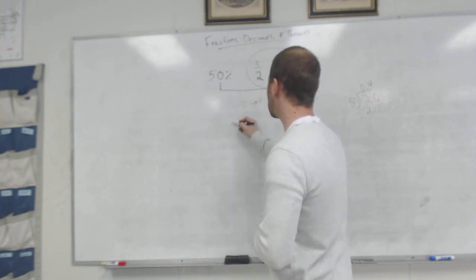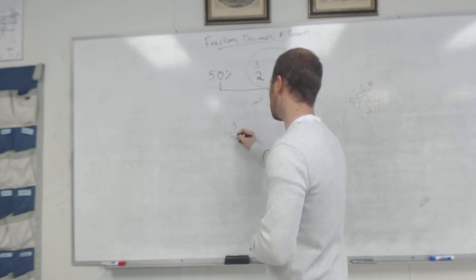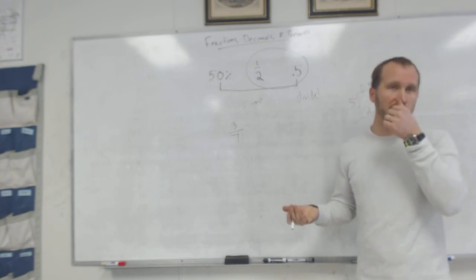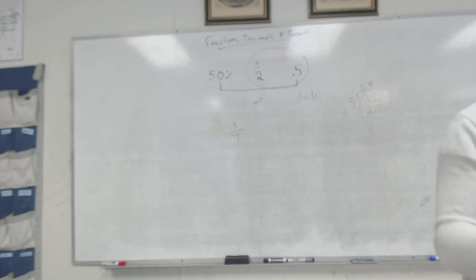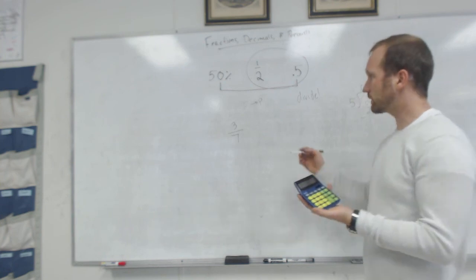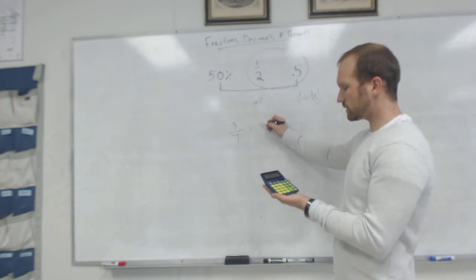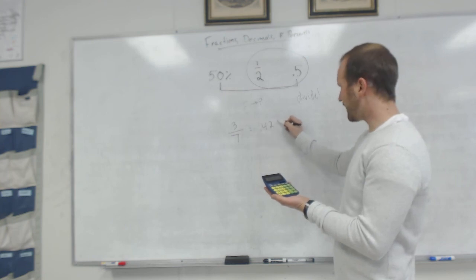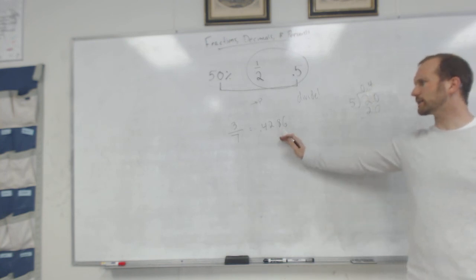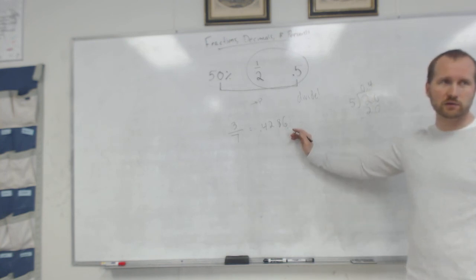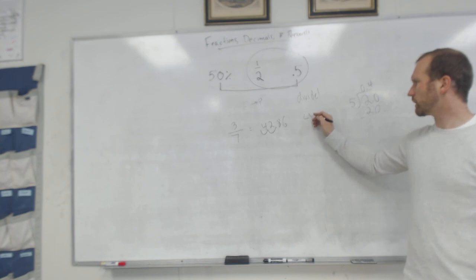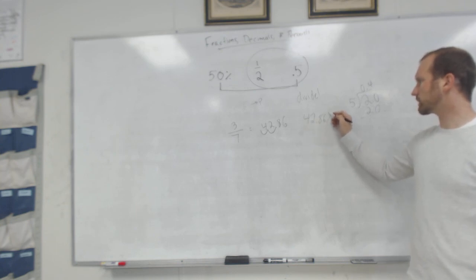Let's say I had the fraction 3/7. So the first thing I'm going to do is divide. 3 divided by 7. And I get a really long number. So I'm going to round it. Right? I'm going to round this to 0.4286. Now I'm going to convert that into a percent. How do I do that? Move the decimal 2 places to the right. So this would be 42.86%.